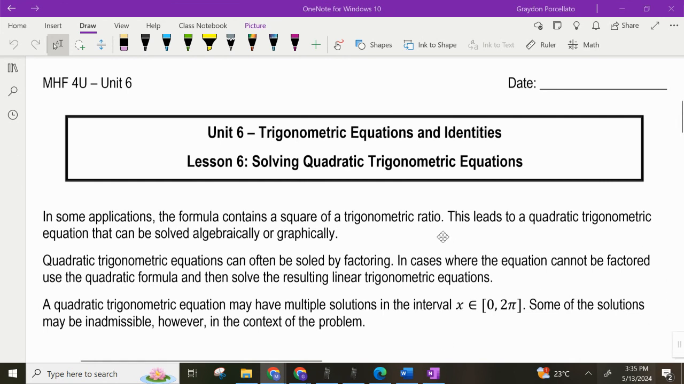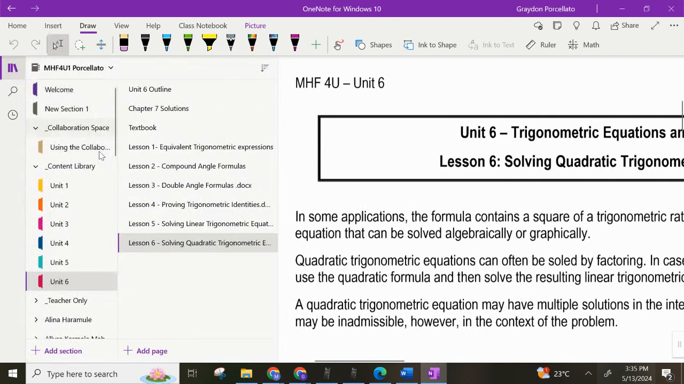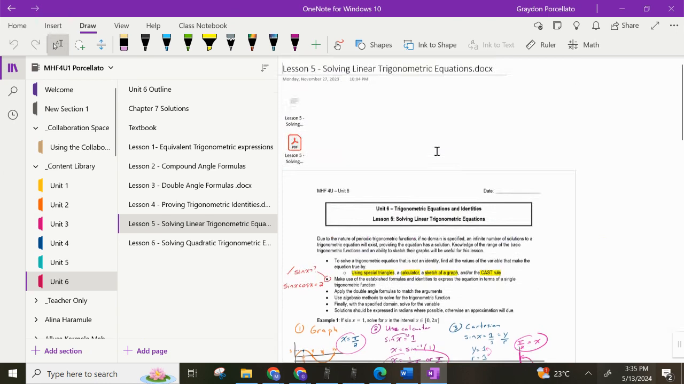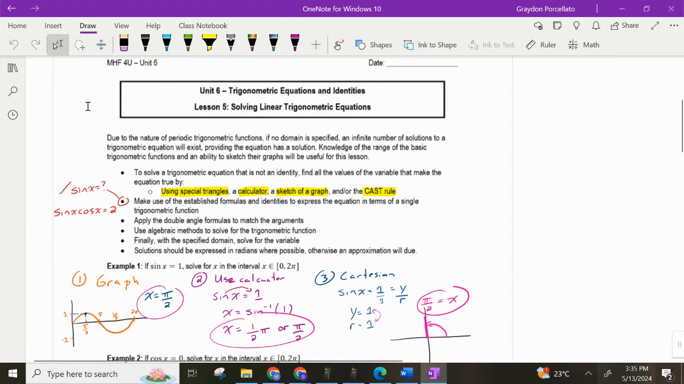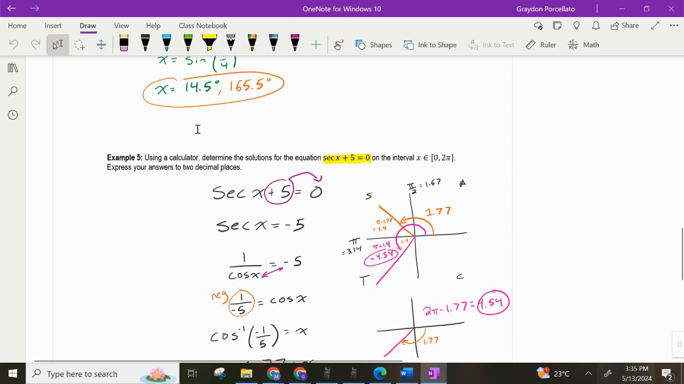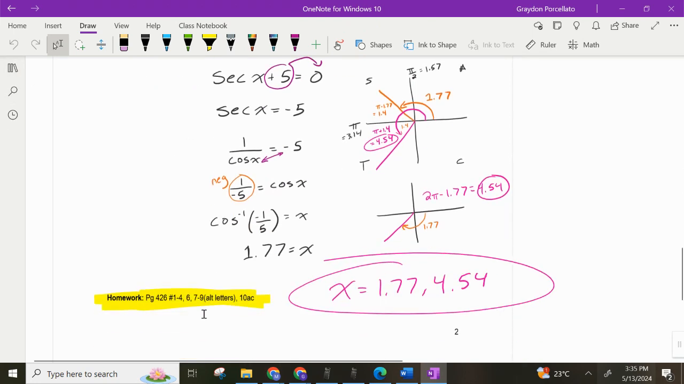The idea today is we're solving quadratic trig equations. Last week on Thursday, we solved linear trig equations. With that lesson, I posted a video on D2L which went over how to solve 4 examples, as well as 5 examples of how to solve questions like that. The homework is posted there so that you can work through that.